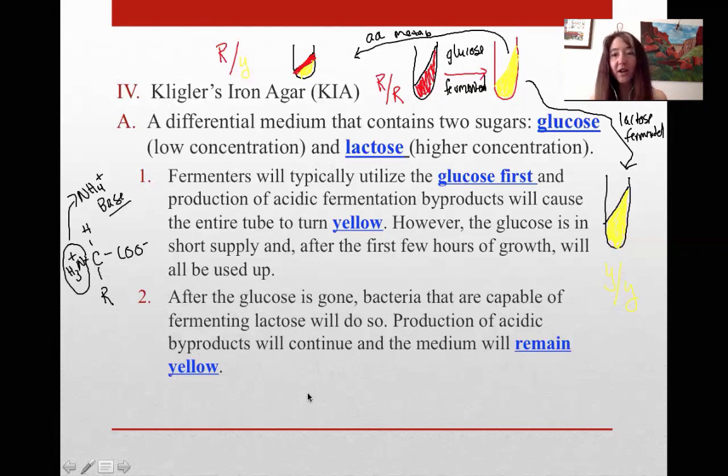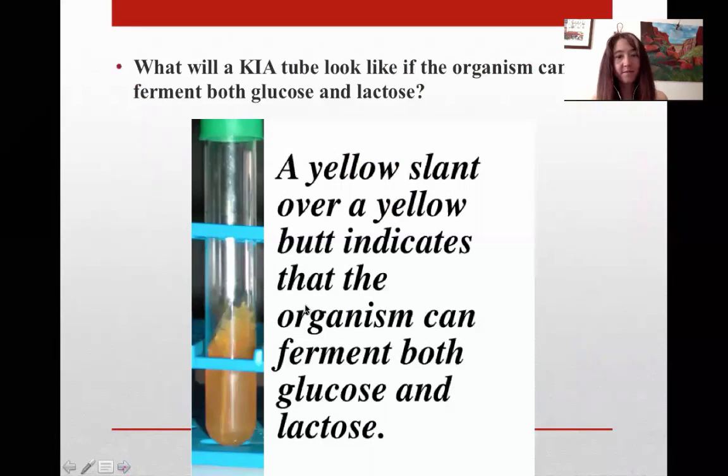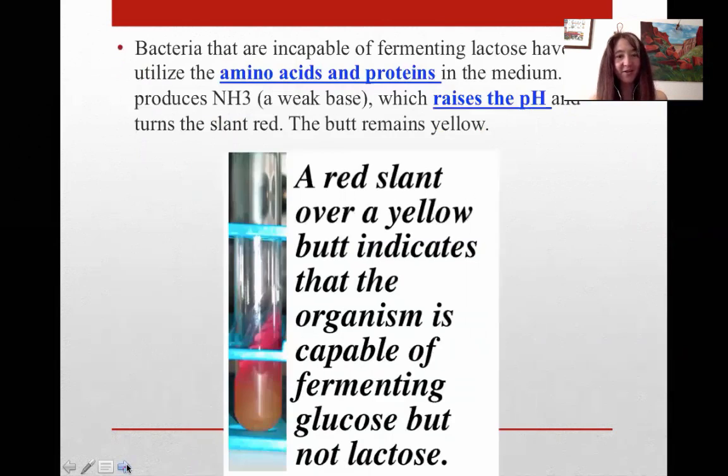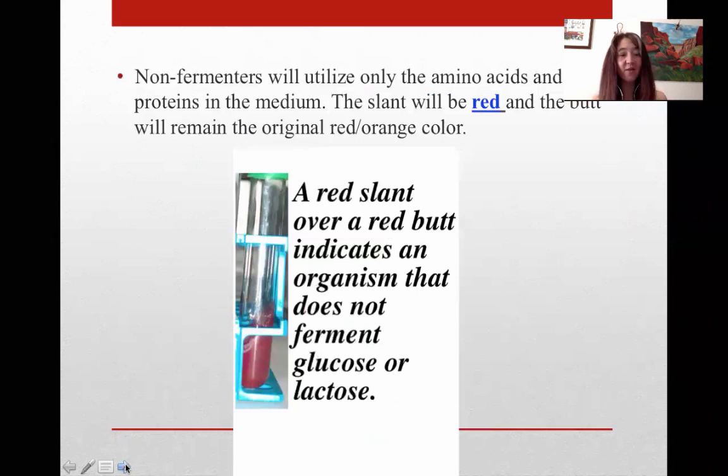So I hope you're starting to understand KIA. Let's look at a couple of examples as we move along. So check it out. If a KIA looks like this, yellow over yellow, we know that it ferments both glucose and lactose. Red over yellow, we know that that means the amino acids got broken down, they raised the pH, particularly in the aerobic environments. Check that slant, a beautiful red slant over a yellow butt means that we have seen fermentation of glucose, no lactose. And of course, red over red, as we'll look at next, is going to mean that neither was fermented.